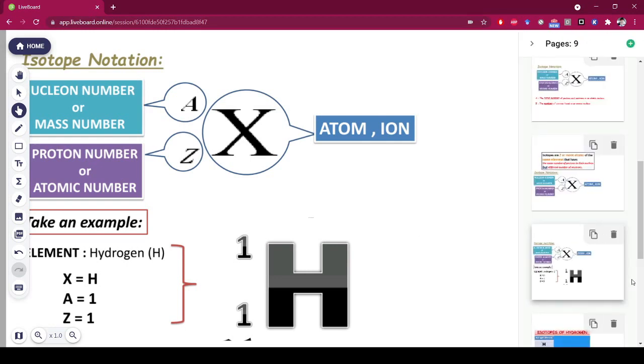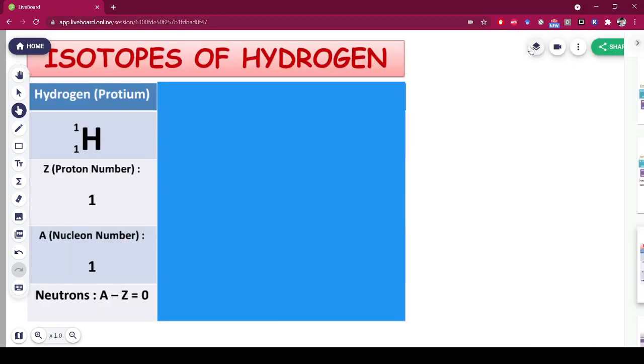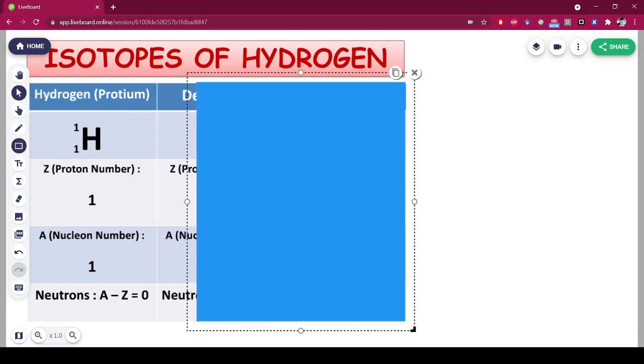Okay, so let's have a look at more examples for hydrogen. This is the same hydrogen that we have just now. Z is the proton number 1, and you have 1 on top. So A, the nucleon number, is 1, or the mass number is 1. Therefore, neutrons in this hydrogen isotope, also known as protium, is 0. It does not have a neutron. Okay? So let's have a look at the other two.